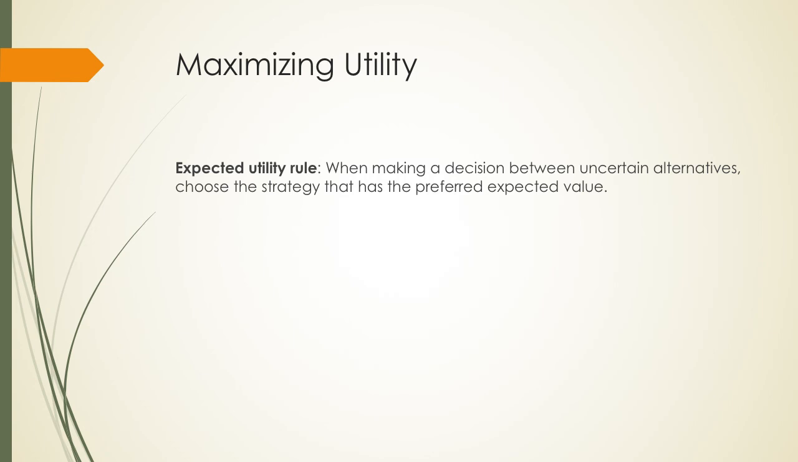The reasoning I shared in the previous example is an example of trying to maximize expected value. We can generalize this to a general process for decision making. That is, when making a decision between uncertain alternatives, choose the strategy that has the preferred expected value.